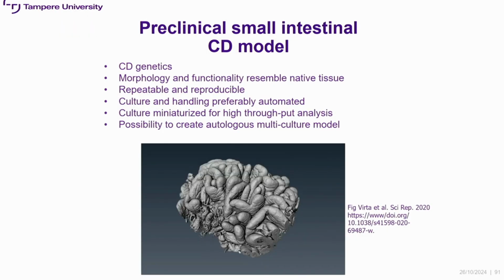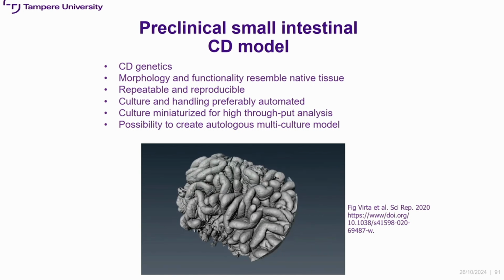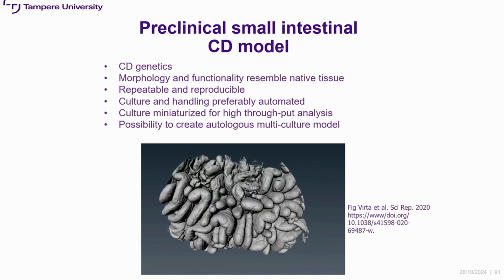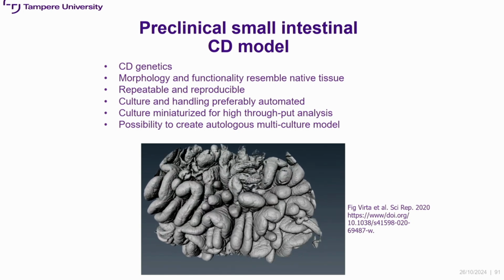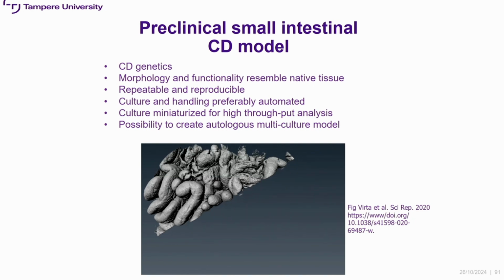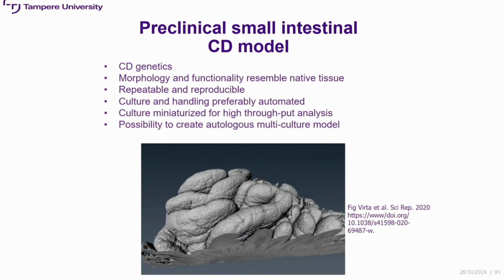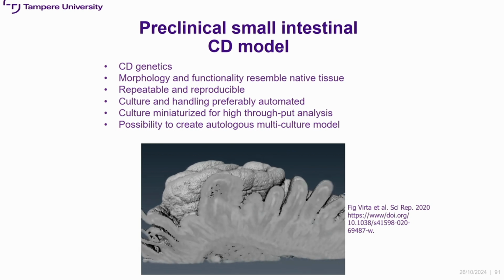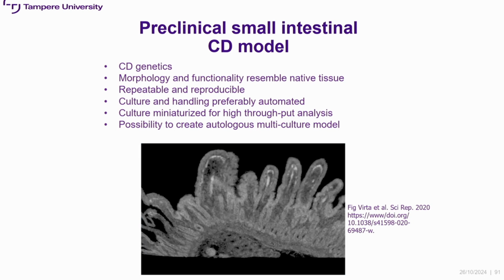And then to study that, we could do that, of course, in the human body, but then that is a bit cumbersome. So for that reason, we should have a preclinical intestinal celiac disease model. For that, we should have the CD genetics.